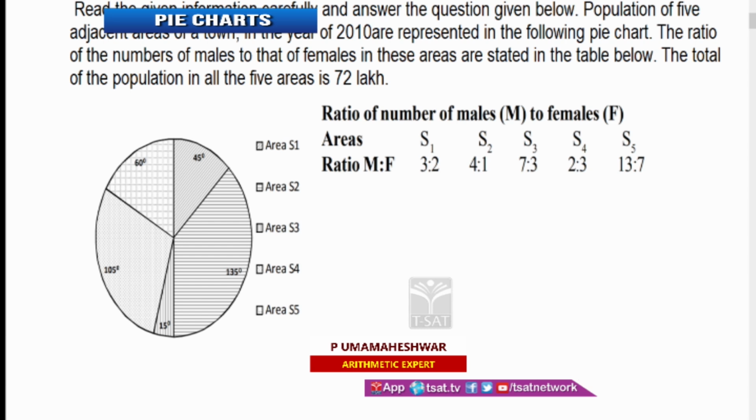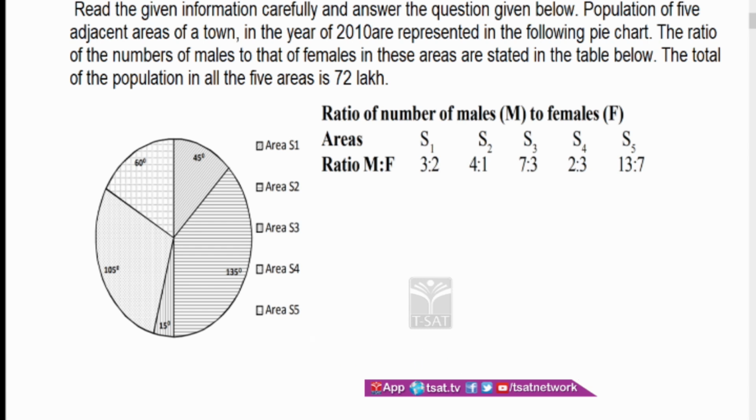Now look at this graph. Read the given information carefully and answer the question given below. The population of 5 adjacent areas of a town in the year 2010 is represented in the following pie chart. The ratio of the number of males to the number of females in these areas is stated in the table below. So the female and male ratio is also given in the table. The total population in the 5 areas is 72 lakh. So remember that the total population in these 5 areas is 72 lakh.